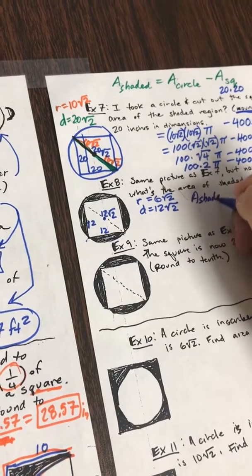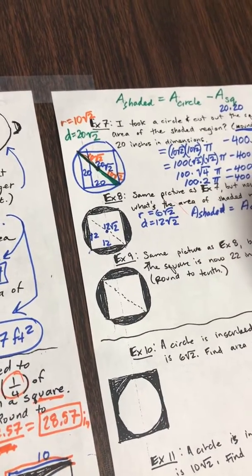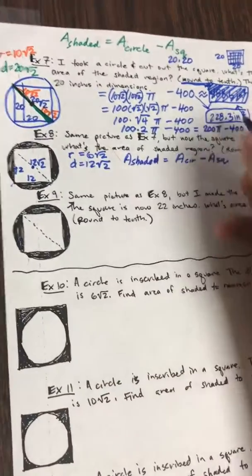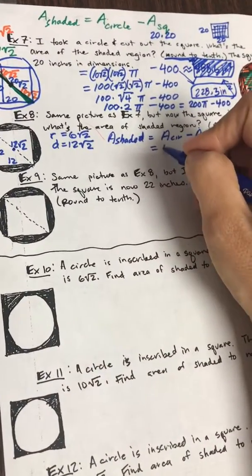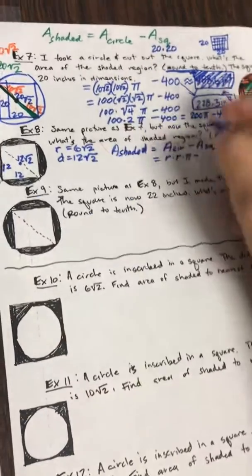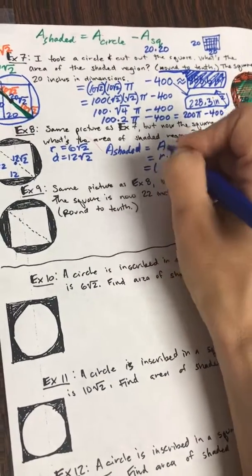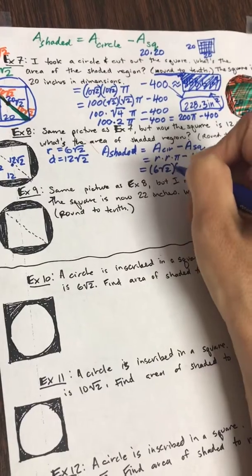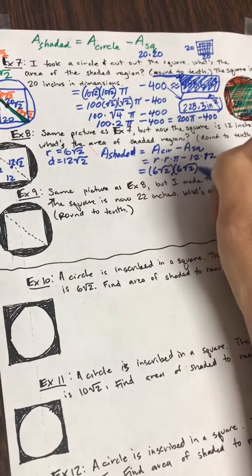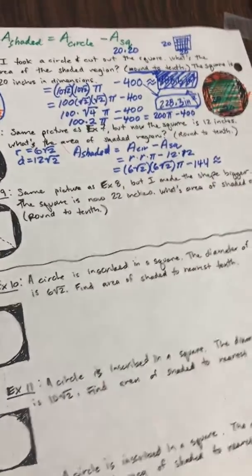So the area of the shaded region would be the area of my circle minus the area of this square. My circle is radius squared times pi. My square is just this side times this side, so 12 times 12 would be the area of my square. So my radius is 6 times the square root of 2, and 6 times the square root of 2 times 6 times the square root of 2 times pi minus 144, and we have to round it to the nearest tenth.